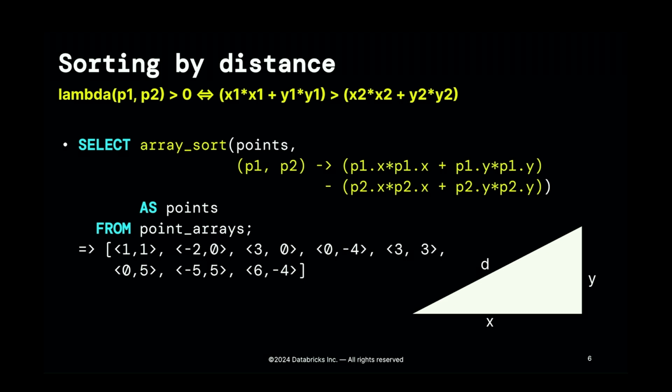So in this case, again, select array_sort. Now we have a table points. I didn't print this out here for purposes of space. And we have P1, P2, two arguments, and then we have the same formula that we had before with the minus. And this works. You see 1, 1, minus 2, 0 is the next one, 3, 0 gets bigger, and then 6, minus 4 is the biggest one. So now we have a beautiful thing that sorts arrays using a complex formula with lambda functions, but it is ugly.